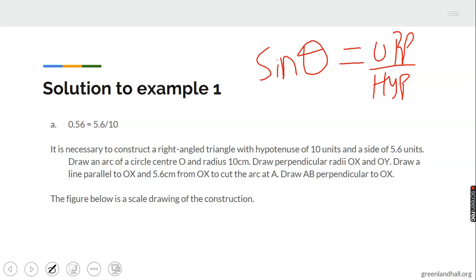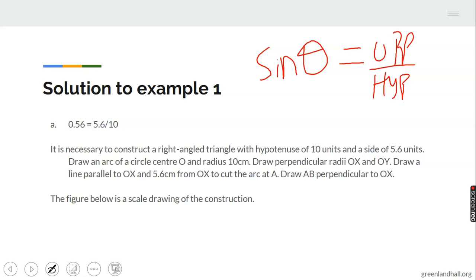Draw a line parallel to OX and 5.6 cm from OX to cut the arc at A. Draw AB perpendicular to OS. The figure below is a scale drawing of the construction. Now, instead of you constructing, just have a sketch like what I have here. It's just like you going back.